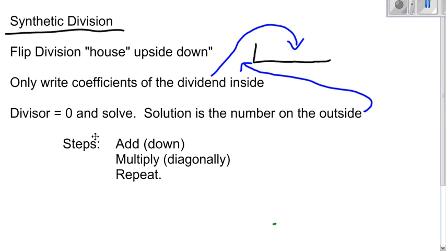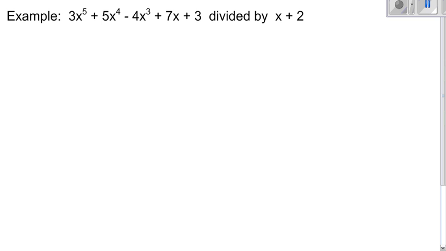And once it's set up, synthetic division is pretty easy. All you need to do is add and multiply. You add straight down, you multiply diagonally. So this time we're going to use synthetic division to do 3x to the 5th plus 5x to the 4th minus 4x cubed plus 7x plus 3 divided by x plus 2.